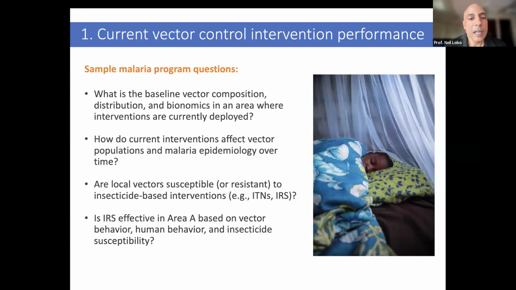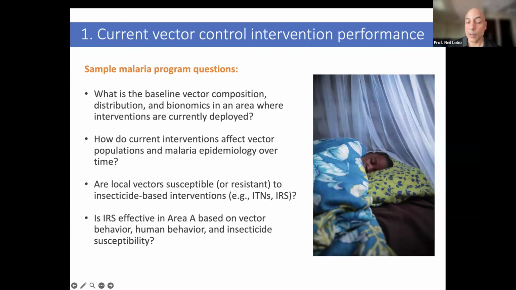I'm just going to read through them. What is the baseline vector composition, distribution, and behaviors in an area where interventions are currently deployed? And as I went over in previous slides, this can help us understand several things: how our intervention is working, how the system is responding, so many things we can understand with this question. Another question is, how do current interventions impact vector populations and malaria epidemiology over time?